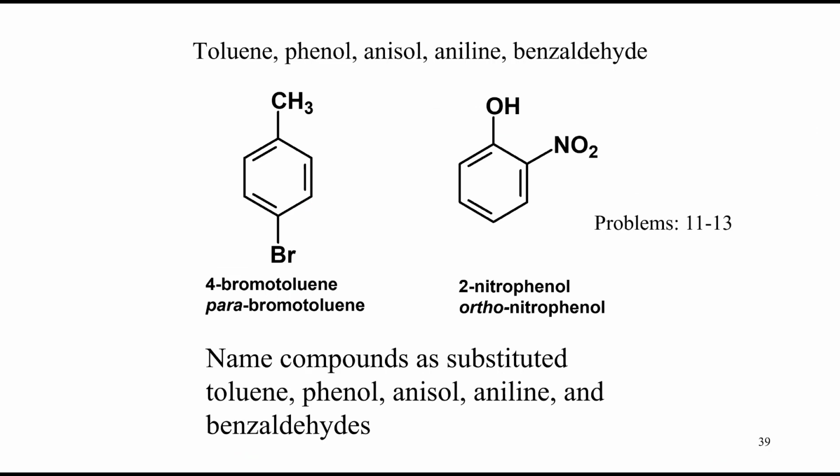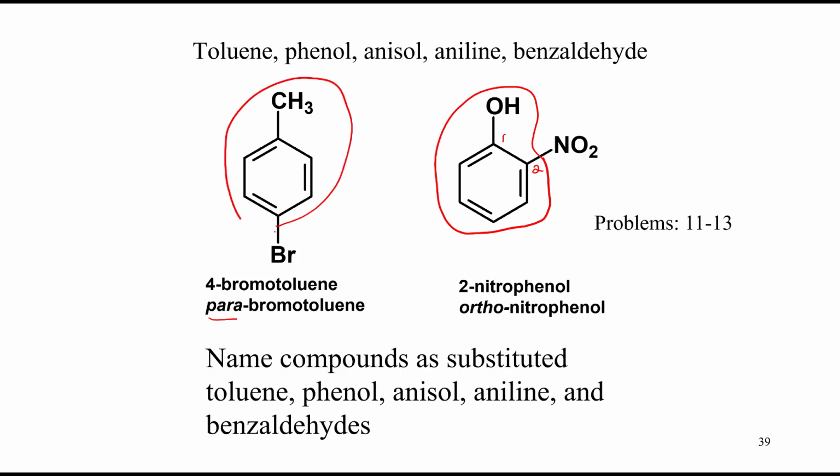Now, toluenes, phenols, anisoles, anilines, benzaldehydes, these are generally named as substituted versions of those particular substituted benzenes. So where we learned methylbenzene as toluene, when you're going to name a substituted methylbenzene, we generally name it as a toluene. So this is 4. 1, 2, 3, 4. 4-bromotoluene. Or we can use the designator para because they're in that 1, 4 orientation opposite each other. Or 2-nitrophenol. That would be 1 and 2. It can be used as well because this part of the molecule is phenol and then this part of the molecule is toluene.